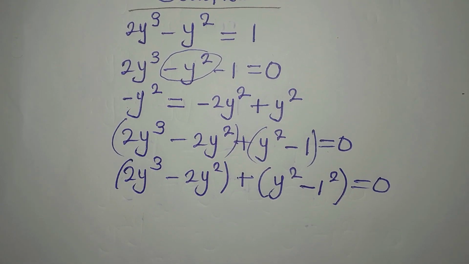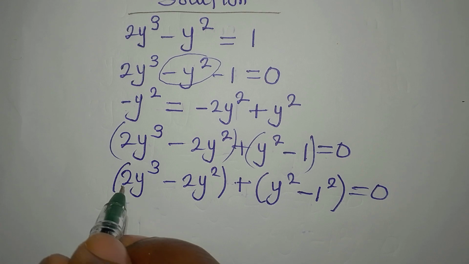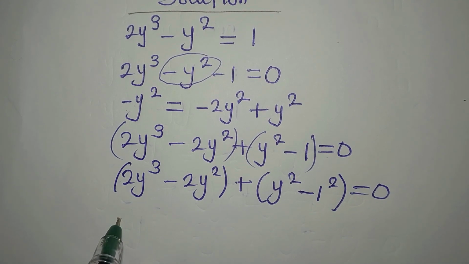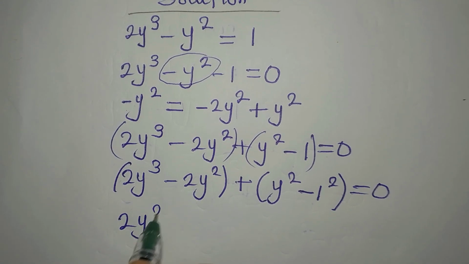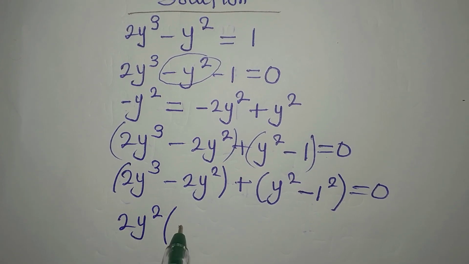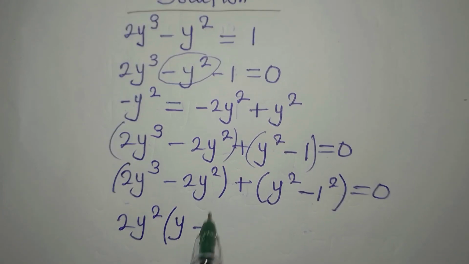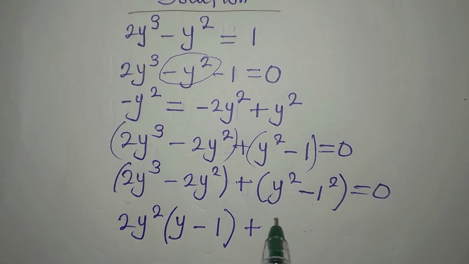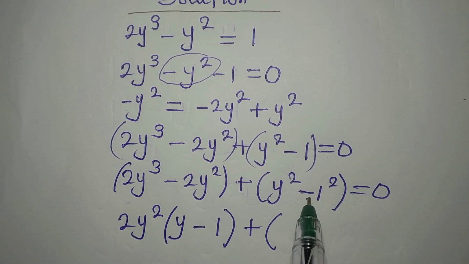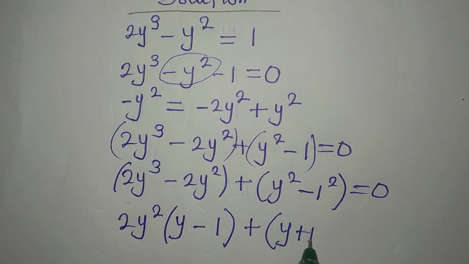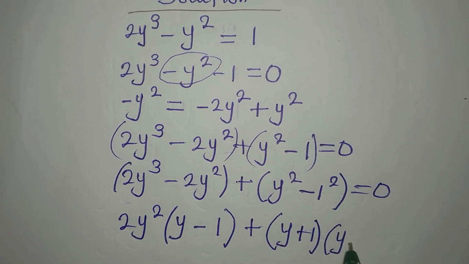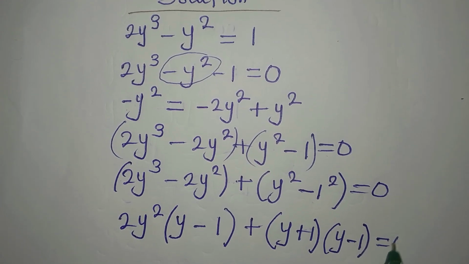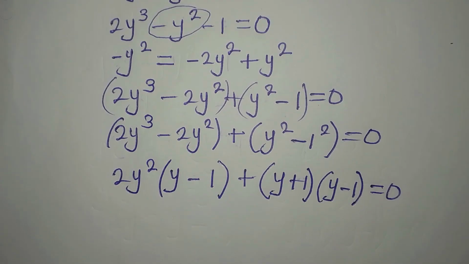So from here we can now apply difference of two squares. What's common to these two is 2y squared. So here again we have 1y minus here we have 1. So that if we open this bracket, it will give us this back. Then plus difference of two squares, one will be negative, the other positive. So we write y plus 1, then y minus 1, everything equals 0.